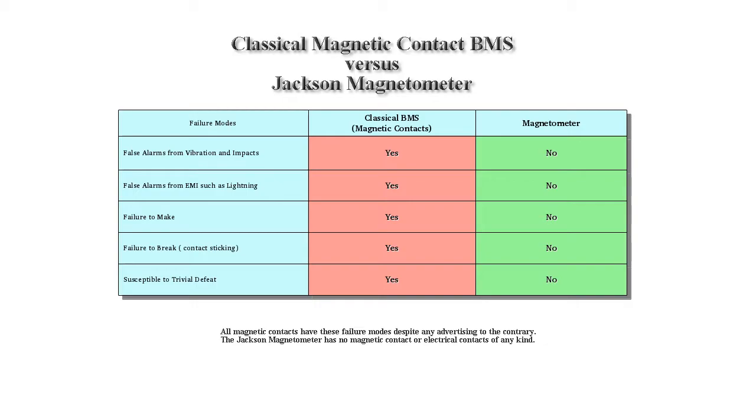The Jackson magnetometer has no magnetic or electrical contacts of any kind and specialized circuitry, making it invulnerable to all of the above.